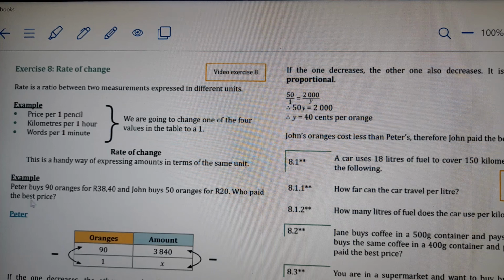Who paid the best price? So you see, we need to compare. So we're going to do the table for the first statement and the table for the second statement, and solve for X, and see who pays the best price. Obviously, the best price is going to be cheaper in this problem. So let's go to our template now.